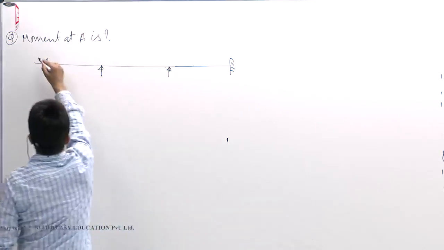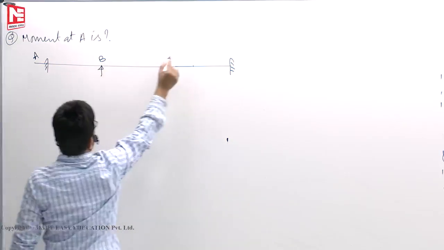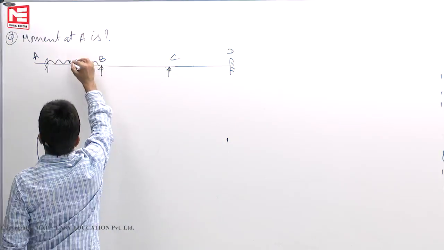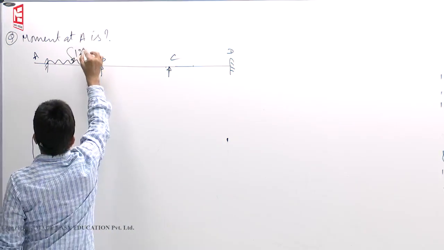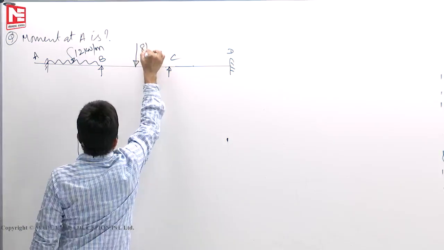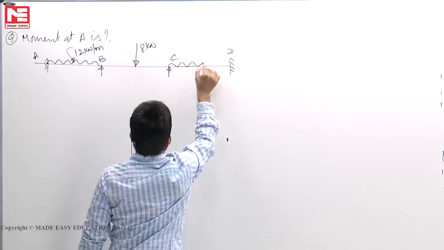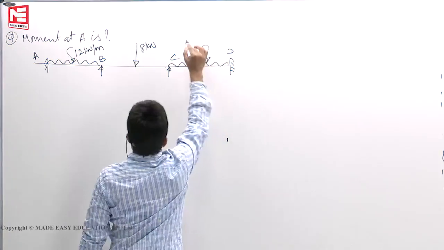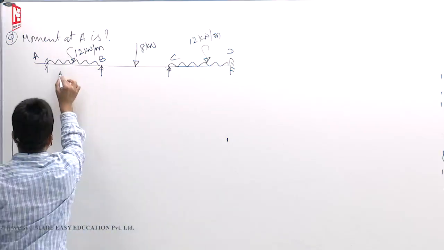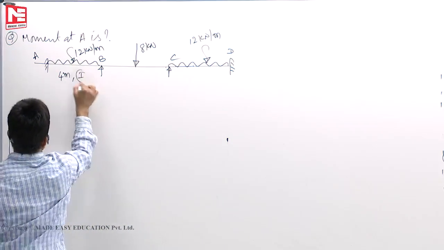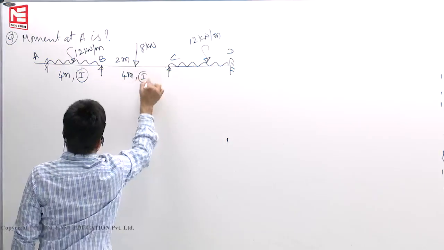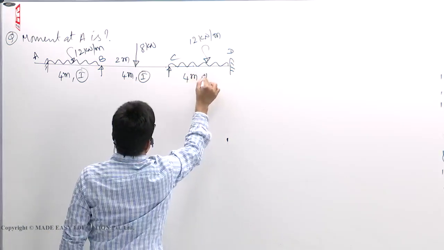Let us say A, B, C, D. There is a UDL here, let us say 12 kilonewtons per meter, a point load of 8 kilonewton. Again there is a UDL of 12 kilonewtons per meter. The span is, let us say, 4 meters I. This is 2 meters, 4 meters I, 4 meters I.